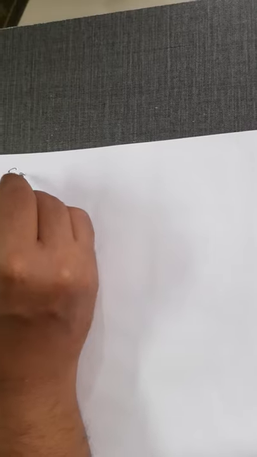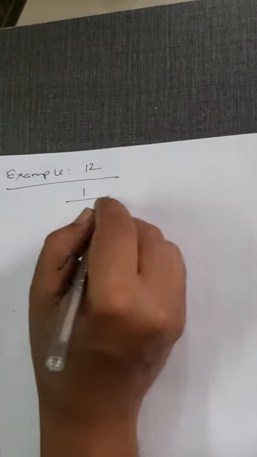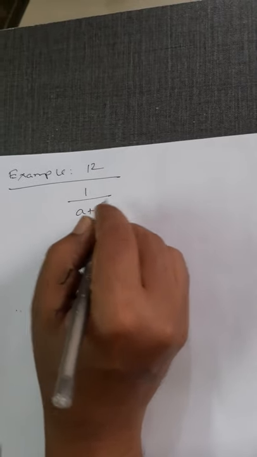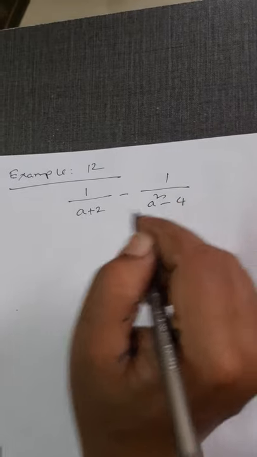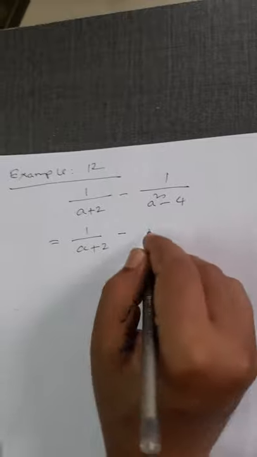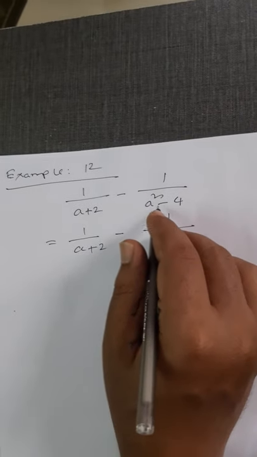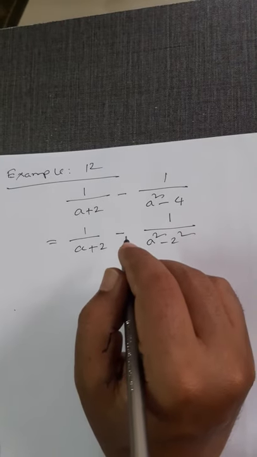Now example 12. What is example 12? 1 by A plus 2 minus 1 by A square by 4. 1 by A plus 2 minus 1. You simplify it. A square minus B square. A square minus 2 square. 4 means 2 square.